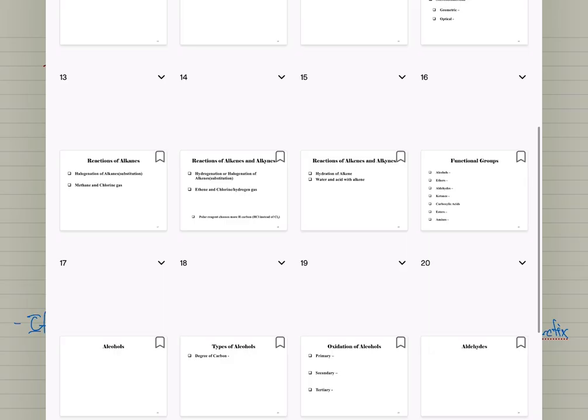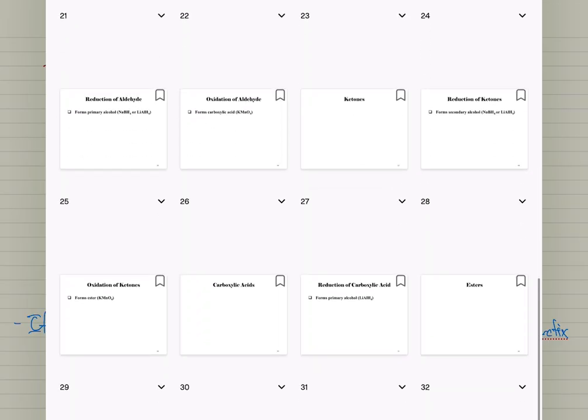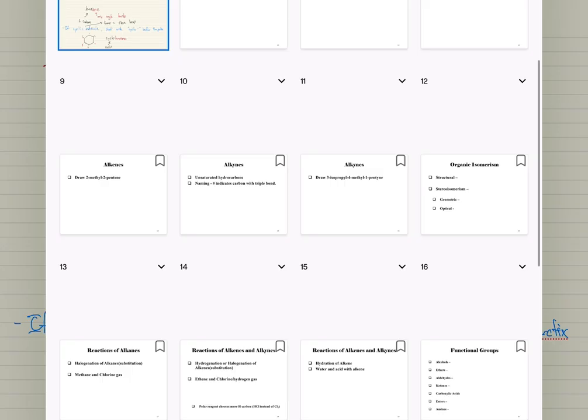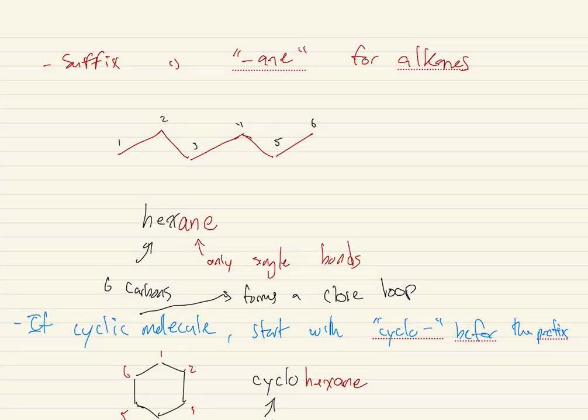Organization, reactions, functional group, degree. We can also have, actually I'll talk about that on the next one, right? So that's how we name an alkane.